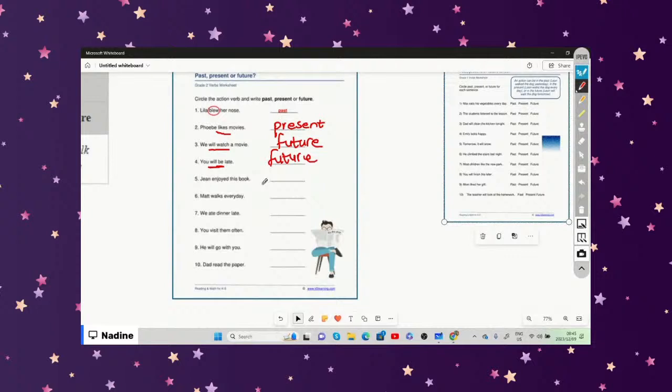Okay, the last one. Jean enjoyed this book. What is the action verb? And does it show the present, the past tense, or the future tense? So if we choose the action verb, it is enjoyed, and it ends in ed. All right, so well done, guys. And it shows the past tense. Well done.